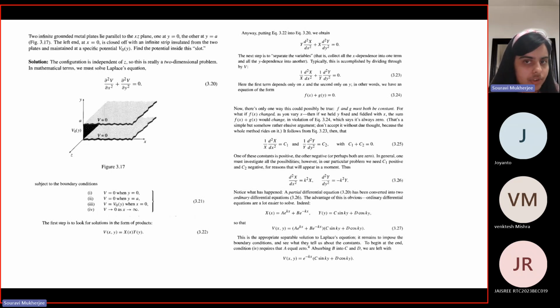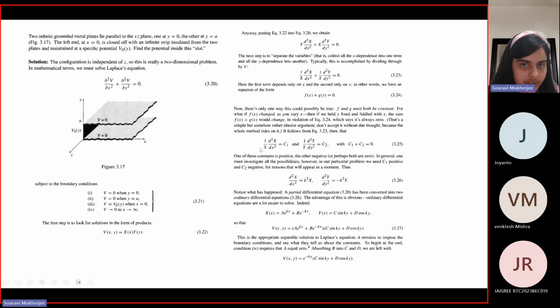Now, if your f(x) changes while your g(y) remains the same because you have not changed y, that means this would no longer be 0. Right? So, for this condition to be always true, your f(x) and g(y) should be individually some constant values, and the constants should satisfy this condition.